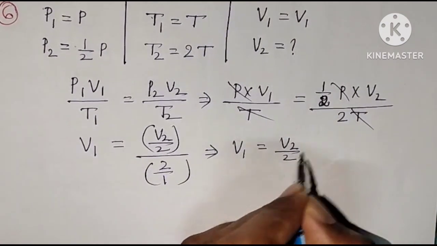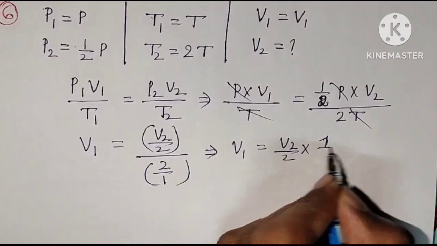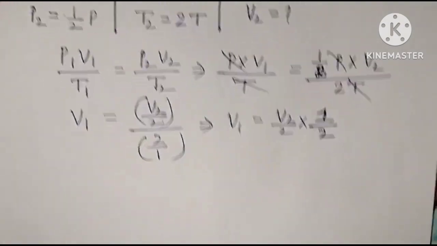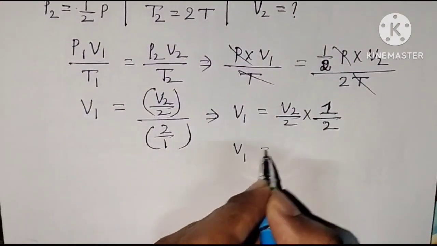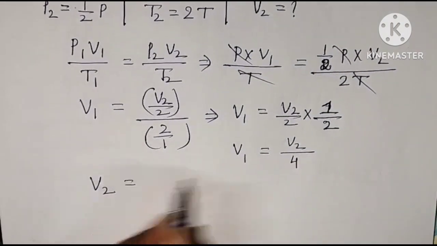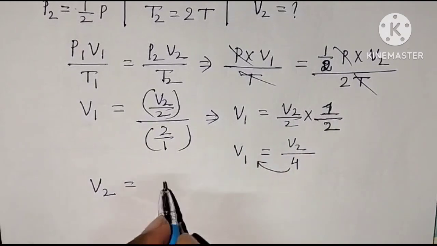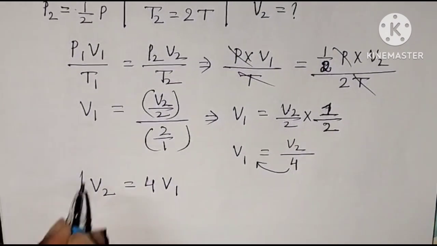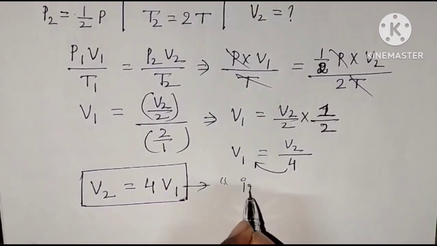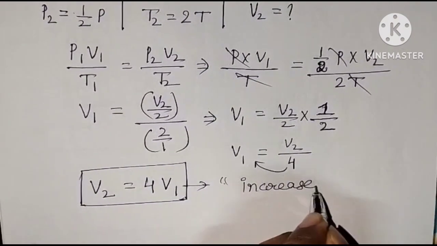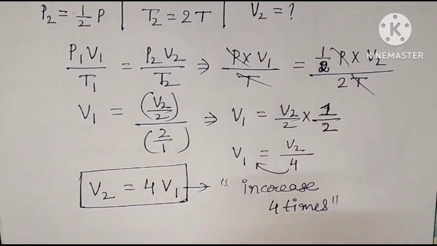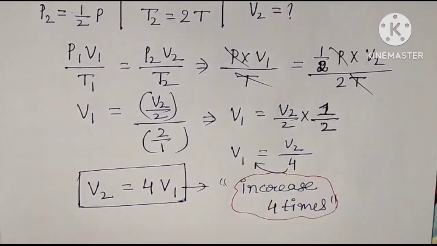Now V2 by 2, take the reciprocal of the denominator fraction, 1 by 2. So multiply numerators and denominators separately: V2 into 1 is V2, 2 into 2 is 4. Now V2 is equal to, transposing 4, division becomes multiplication. You will get 4 V1. 4 into V1. So it means the volume will increase. How many times? 4 times. Volume increases 4 times. This is the final answer.